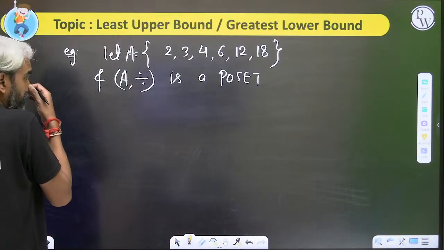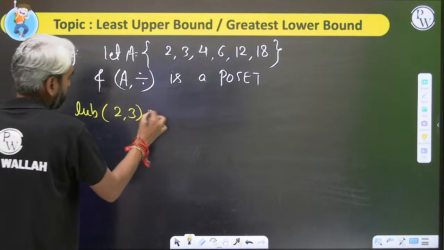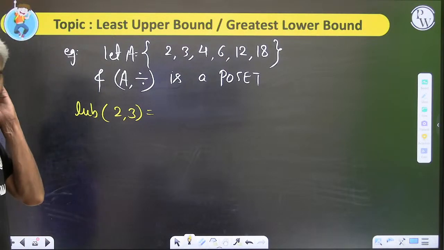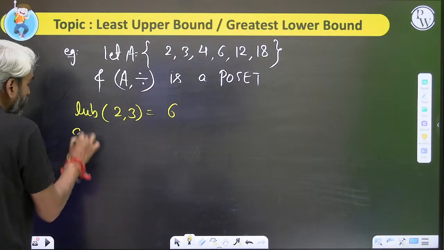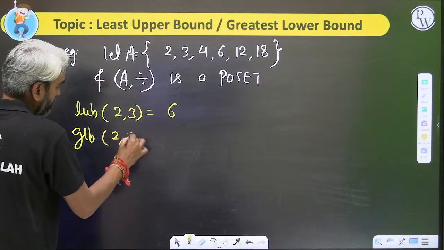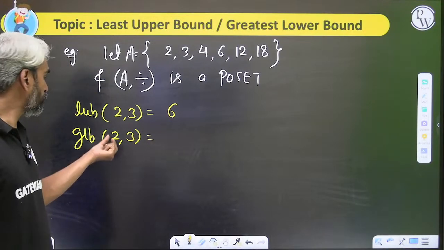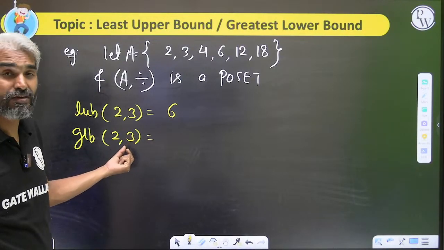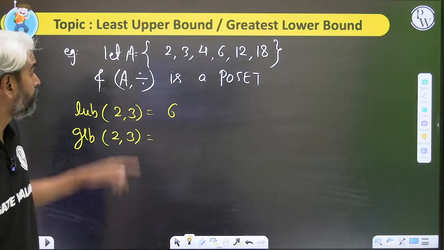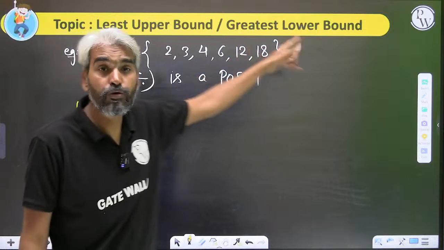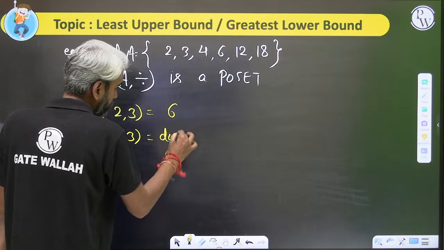Now my question is, sir, what is the least upper bound of 2 and 3? Sir, the least upper bound of 2 and 3 is 6. Yes, but if I ask you, sir, what is the greatest lower bound of 2 and 3? Sir, please tell me the element which divides 2 as well as divides 3 and is the greatest one. Sir, the element which can divide 2 as well as 3 is the element 1 only. But do we have element 1 in this set? No, sir. 1 is not present in this set. So can we say that it does not exist?